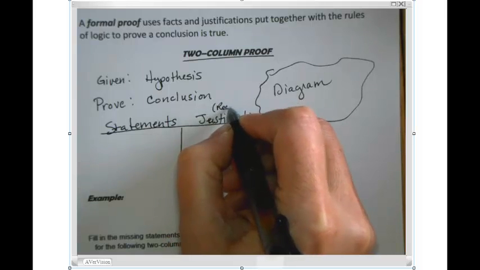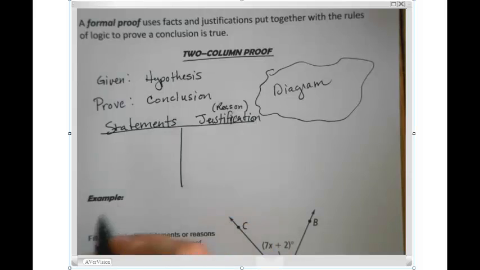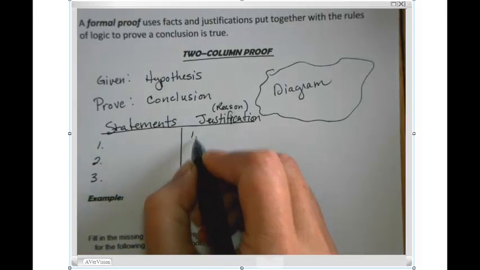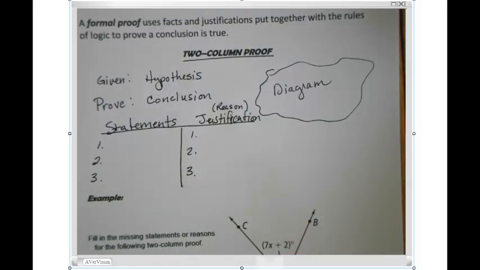Again, these also could be labeled reasons. So every statement we make, we back it up with a justification. And you don't have to number them, but usually there's some kind of a numbering system so that everybody can refer to which line in the proof you might be talking about.